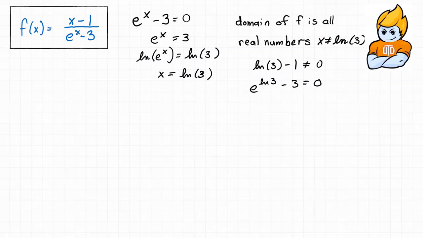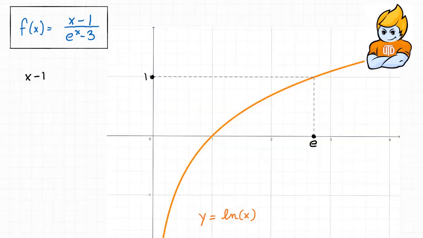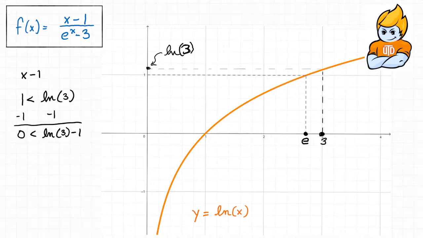Before computing the one-sided limit, we'll investigate the behavior of the numerator and denominator. Let's start with the numerator, x minus 1. From the graph of y equals log x, we see that log of 3 is bigger than 1. Since log of 3 is bigger than 1, after subtracting 1 from both sides of the inequality, we see that natural log of 3 minus 1 is a positive quantity.